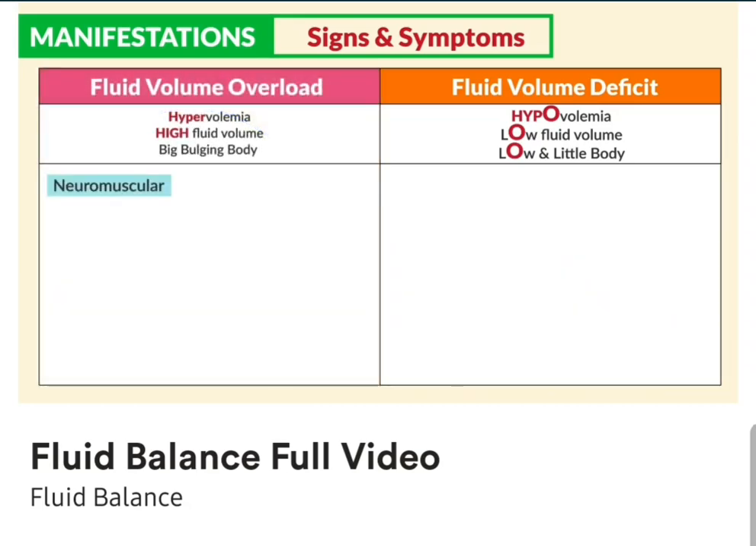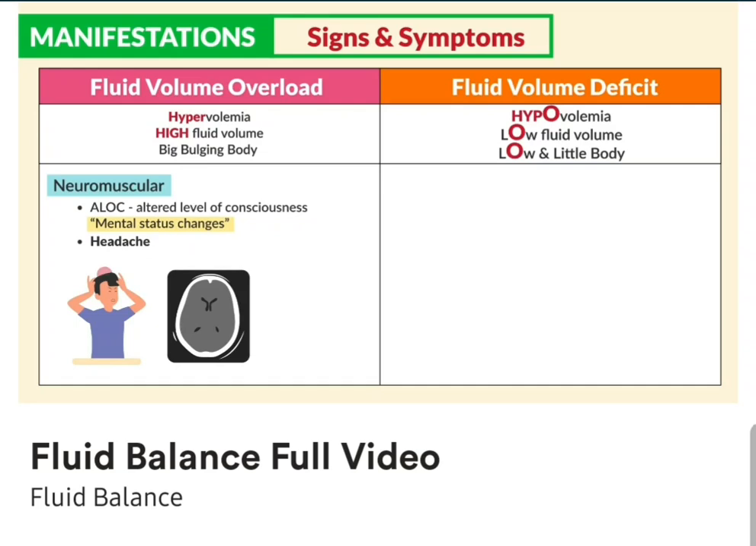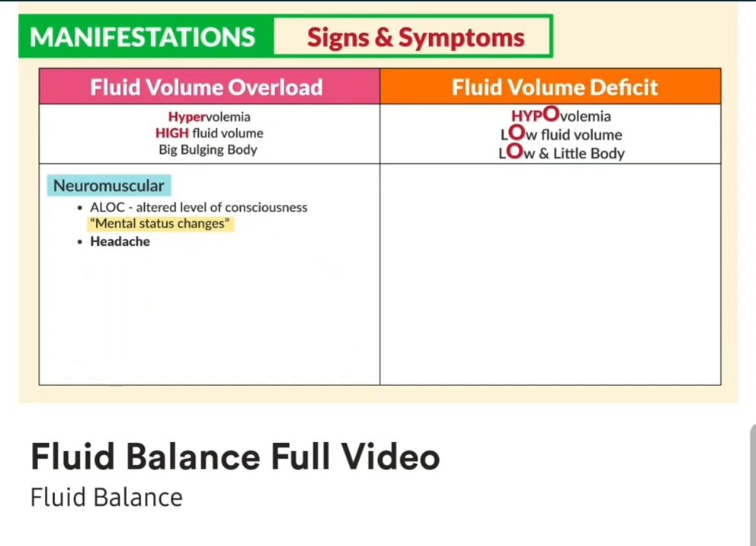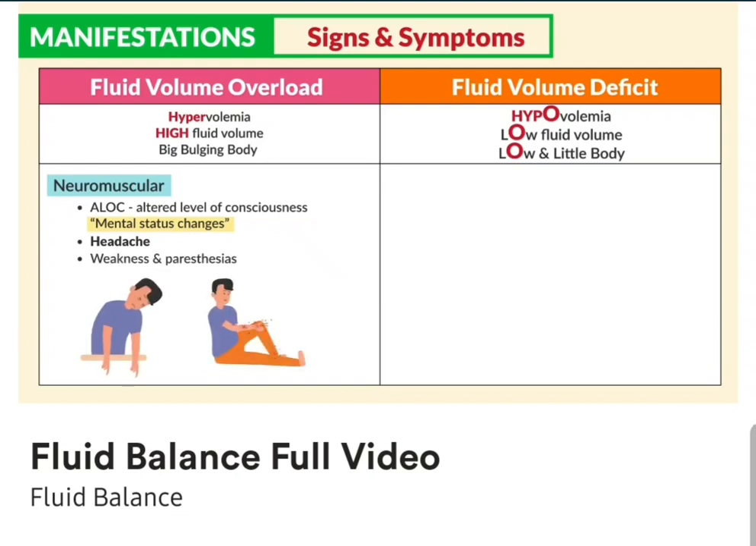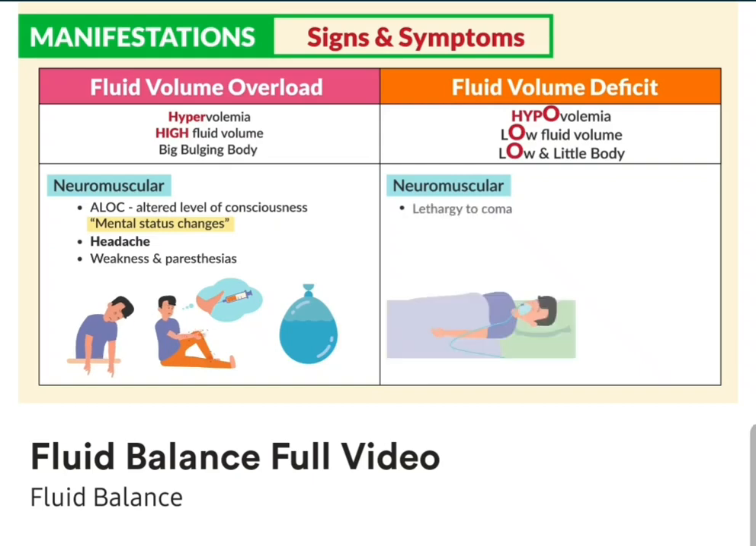Now moving on to neuromuscular. For fluid volume overload, we have altered level of consciousness, ALOC, with key term here, mental status changes, as well as headaches, which could mean that the brain is swelling from that cerebral edema, leading to seizures and death. We also see a client with weakness and paresthesias, that numbness and tingling in the extremities, feeling like pins and needles from all that fluid pressure. And for fluid volume deficit, we see lethargy to coma as well as weakness.